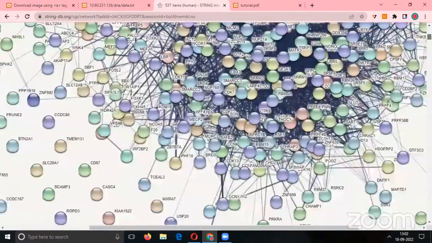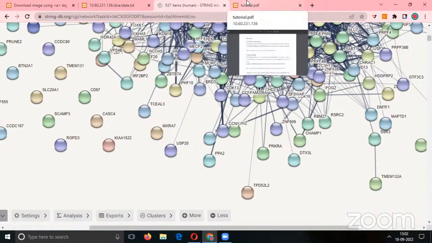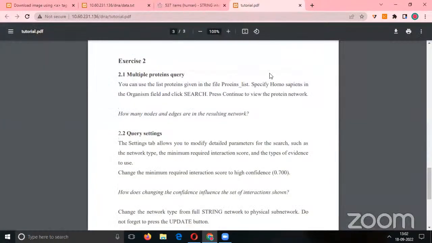It looks too clumsy, right? So there is software that you can download and install that can assess or measure this in a very reliable way. Okay, shall I move on to the next step, or will you do it by yourself? Okay, so we have now submitted multiple proteins. We have constructed the network.